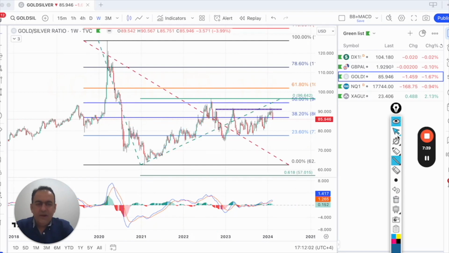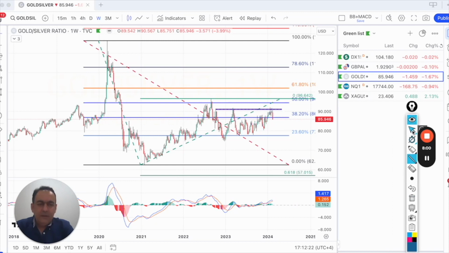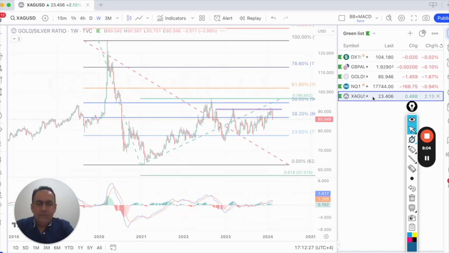So we have already applied Fib extension to the downside, and the 61.8 Fib extension is around 57. If it continues its downward journey, then in the upcoming days we will find that silver is doing comparatively much better in terms of gold. Now that we have found that silver is better in terms of gold, let's directly go to the silver chart.